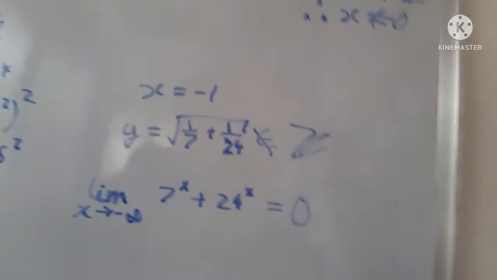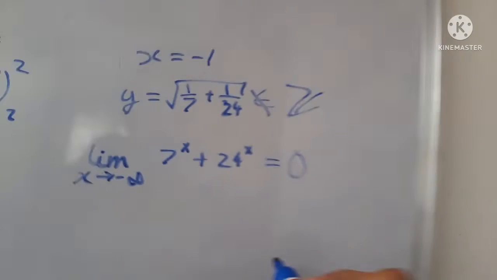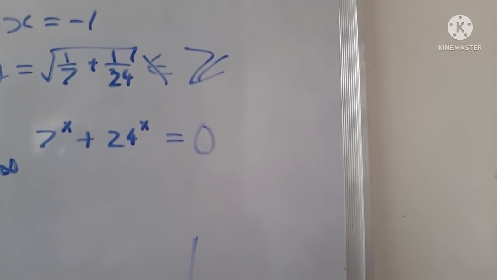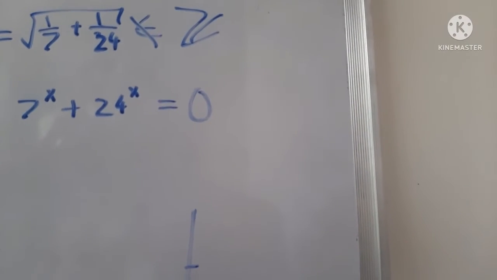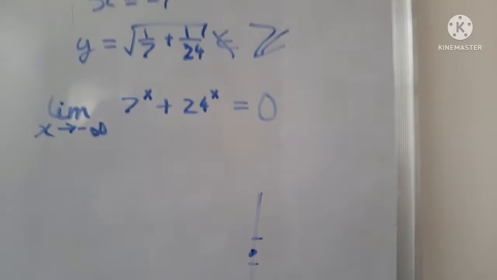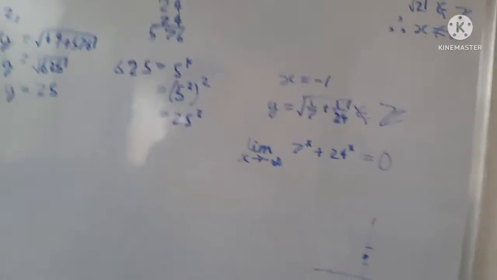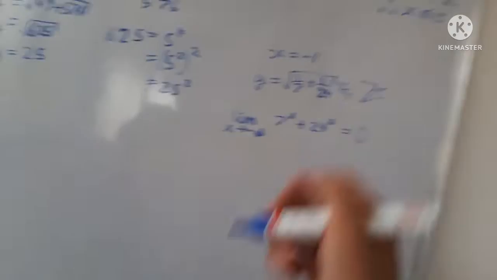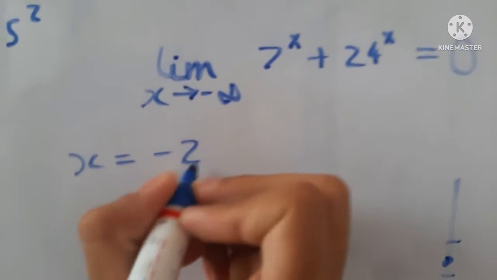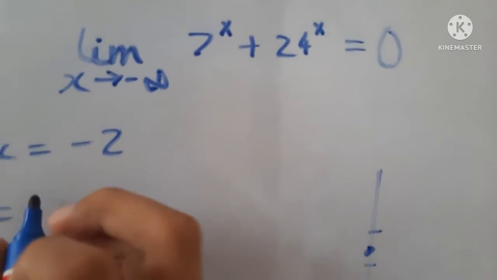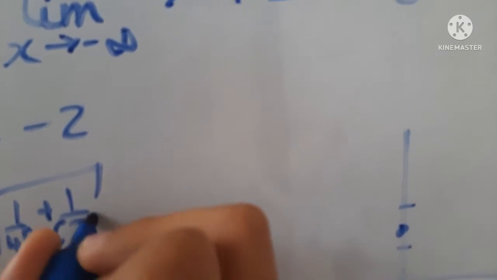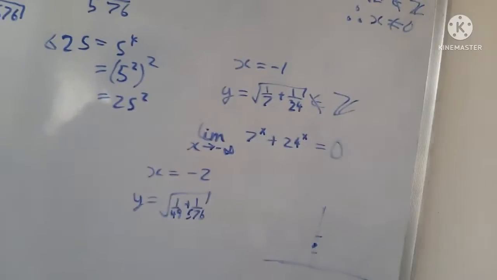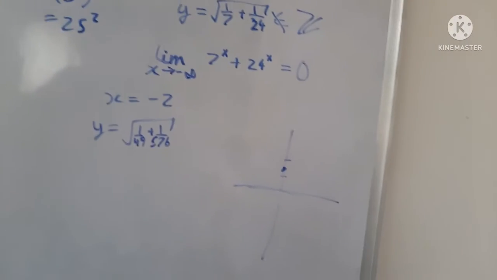For x equals 0, we get y equals root 2. I want to graph this so bad, but for x equals 0, y is somewhere around here, right? And for this one, let's try x equals -2, maybe that's convenient. Y is 1 upon 49 plus 1 upon 576, and these are just the property of exponents. It's easy enough to see that, I hope.